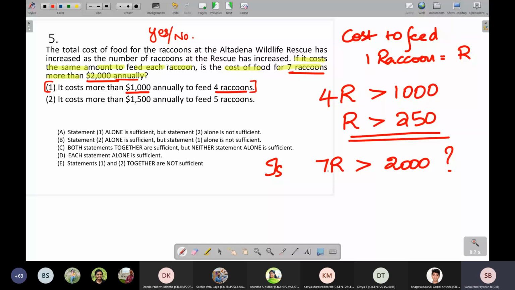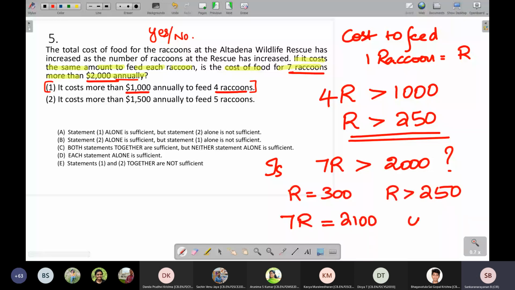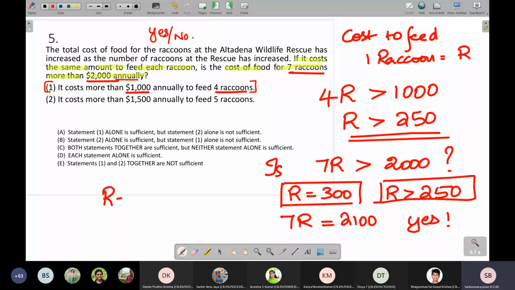How much? 7 into 300, 2100. Thus, I can see that yes, the cost is going to be more than 2000. This is the case when I have the R value satisfying the condition more than 250. So 7R, I can see it is more than 2000. But in the same scenario, if I consider R equal to 260, still I am satisfying the condition.